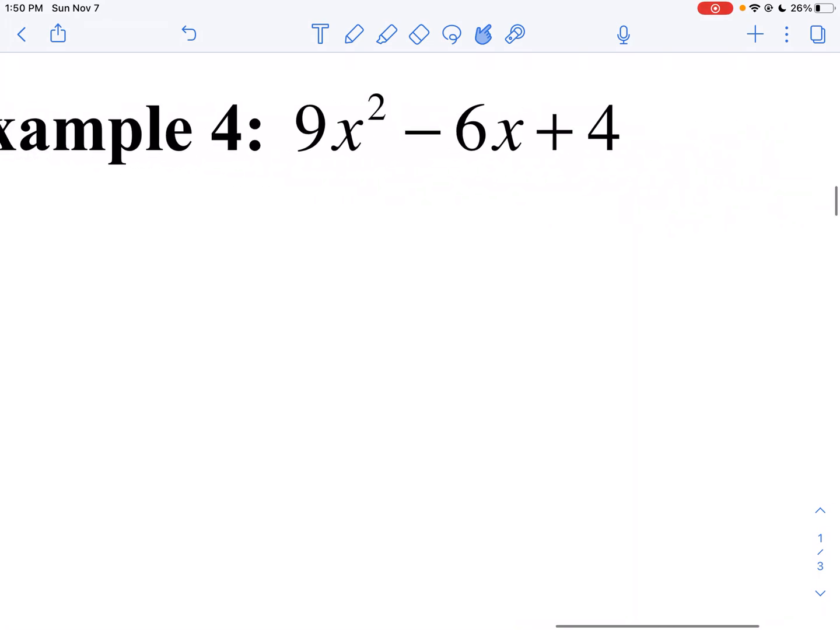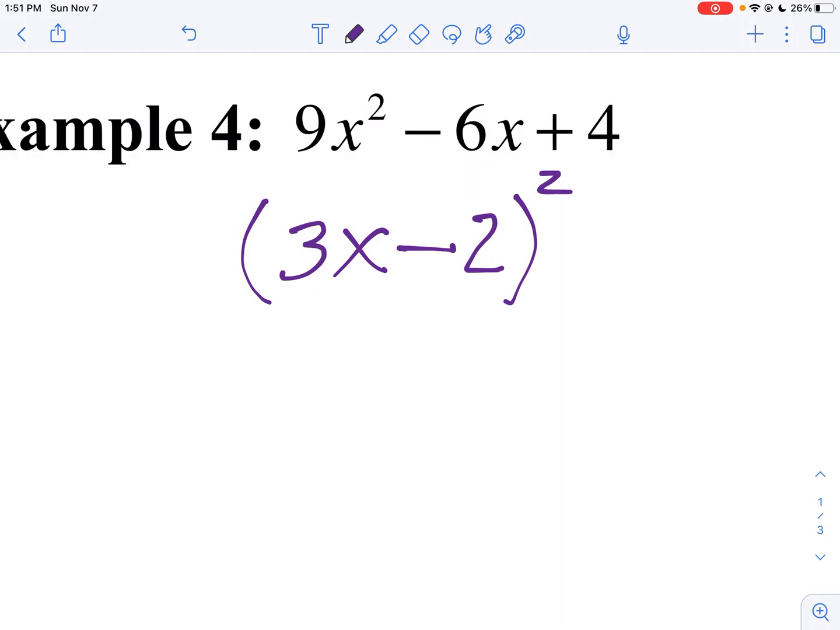Let's take a look at example 4 here. If I look at example 4, my first term is a perfect square because this 9 is 3 times 3. X squared, my last term is a perfect square, so I'm guessing this is a perfect square. So I'm going to say parentheses. The square root of 9x squared is 3x minus. The square root of 4 is 2. Then I'm going to square that.